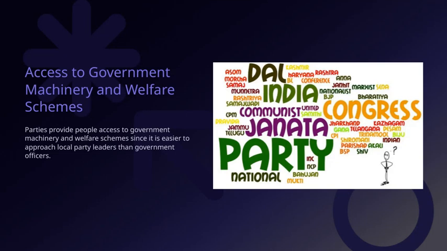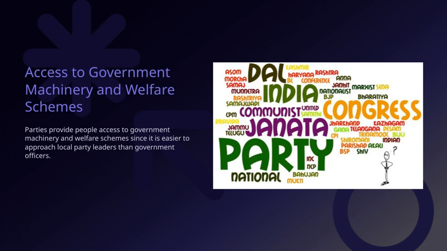Now, let's look at how parties facilitate access to government machinery and welfare schemes. Essentially, parties serve as a bridge for people to reach these resources more easily. You see, approaching local party leaders is often much simpler than directly dealing with government officers. This creates a kind of shortcut. People feel more comfortable and confident in turning to their local leaders for help.